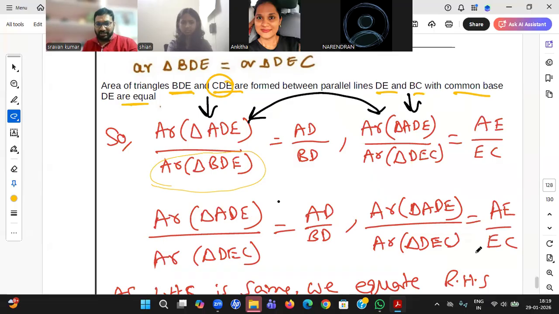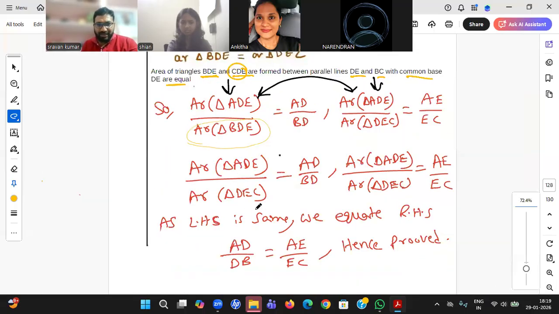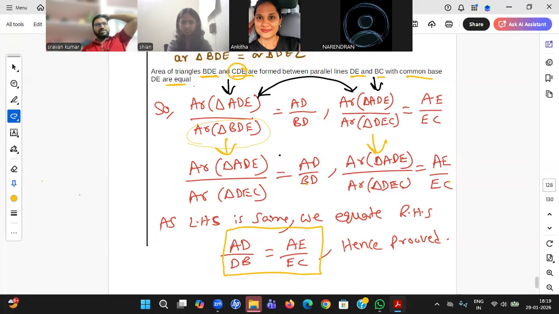So in place of BDE, you can use CDE. That is what I have done. In place of BDE, I have placed CDE. Now I'm able to see on the left hand side both are equal. Right hand side, you can make it equal. 5 marks, you'll get right. So this is a 5 mark question.